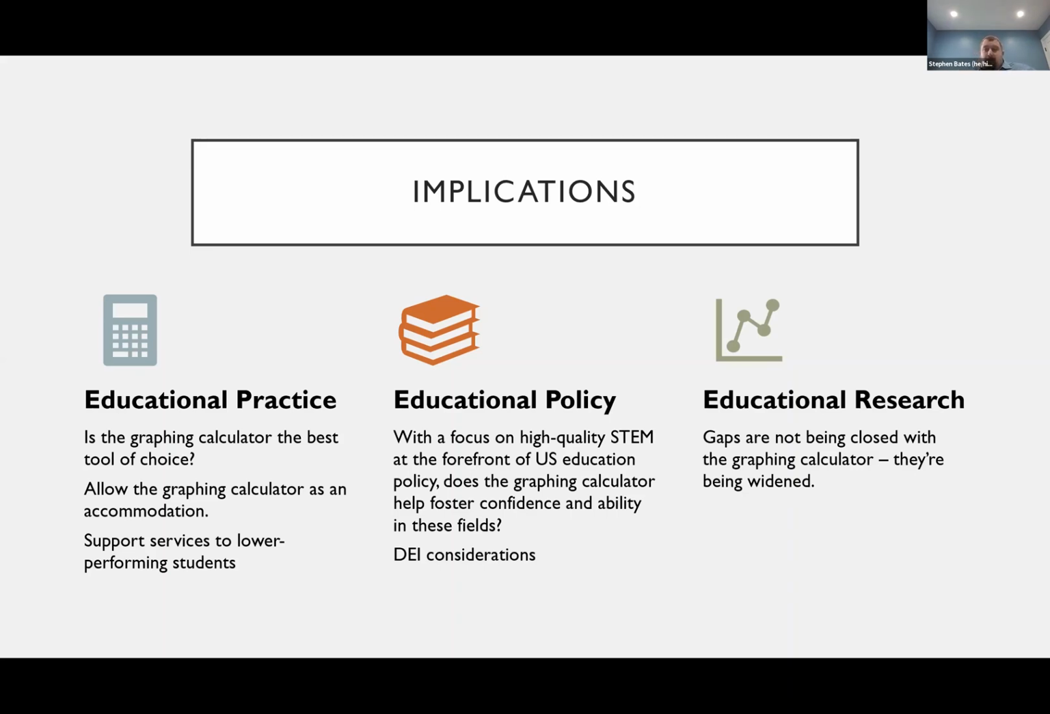It's also important to consider diversity, equity, and inclusion. Can lower income students have the same access to graphing calculators? What does equity in schools look like? We're very fortunate in my school that our students can afford to buy their own calculator, but other students elsewhere might not be so fortunate.